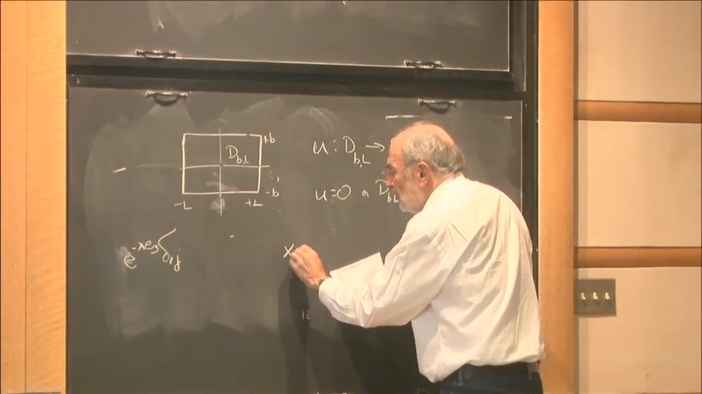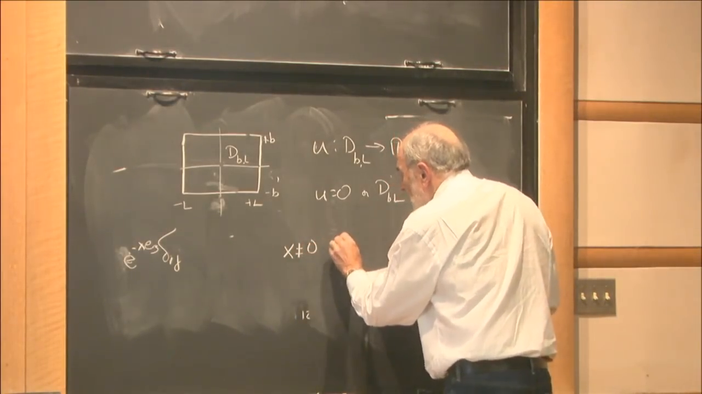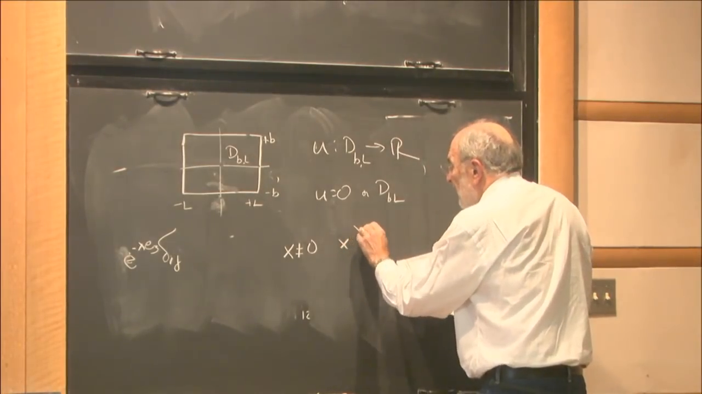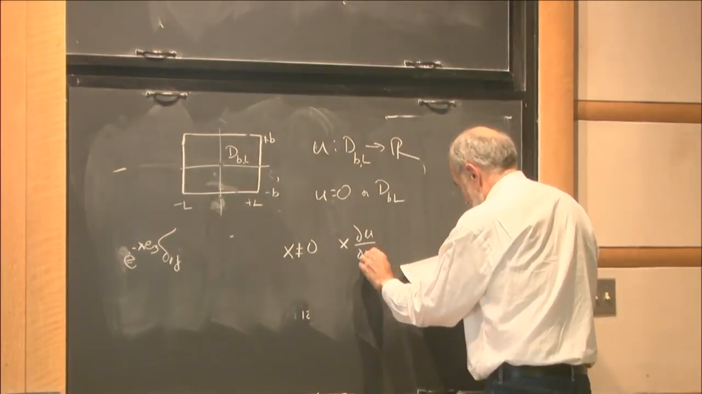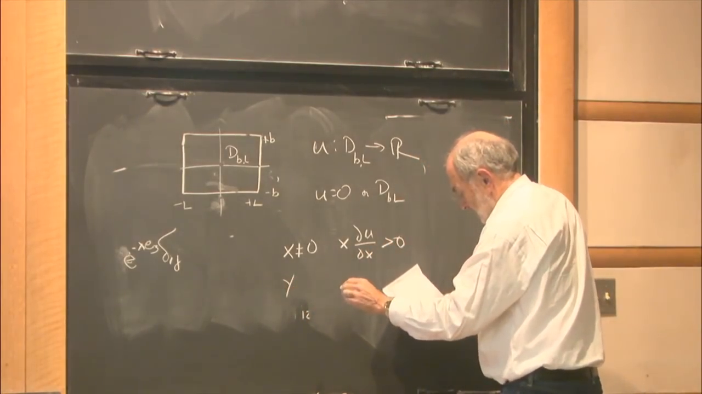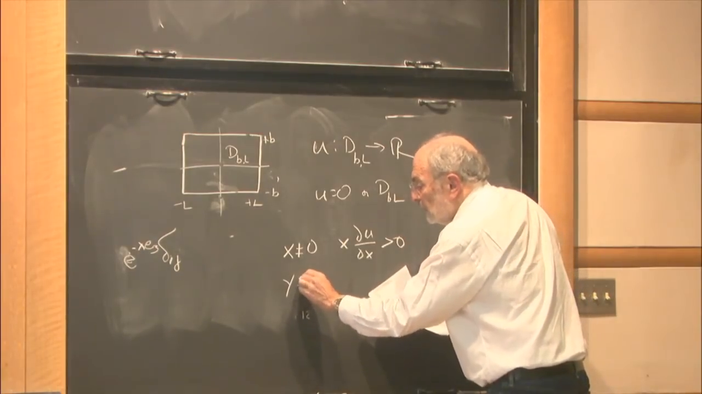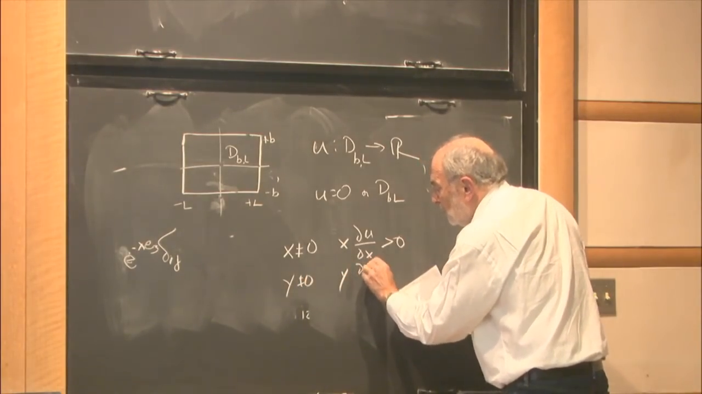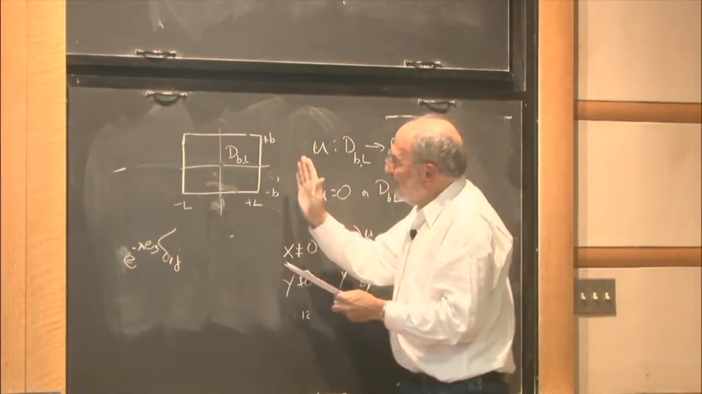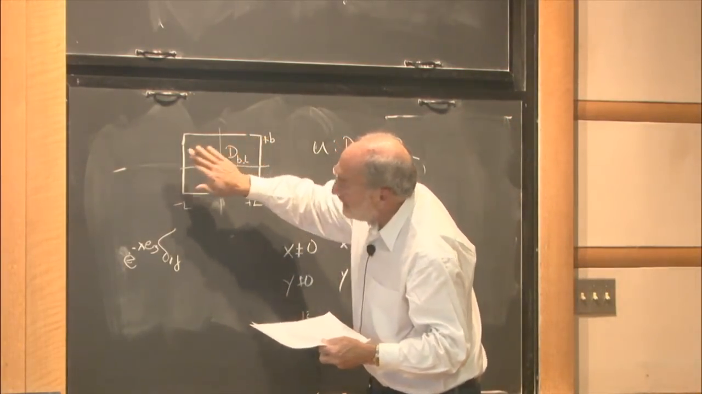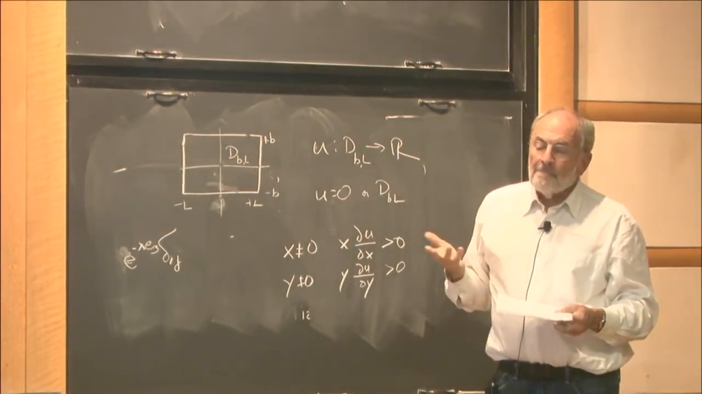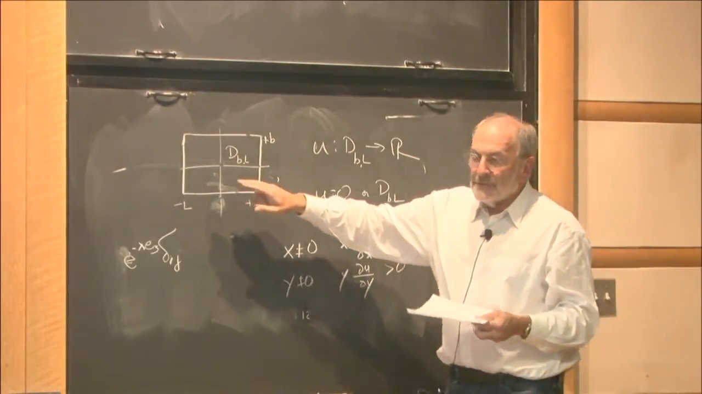If I take x not equal to 0, then x times du/dx is positive. If I take y not equal to 0, then y times du/dy is also positive. So basically, it comes up here and then down here, up here and then down there. So it looks just like you would expect. It's C1 up to the boundary, except at the corners.